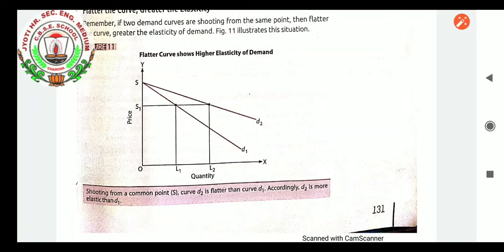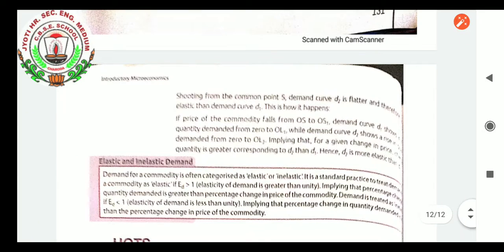You can see there, supply is there. Demand is related to supply because supply will be that much as per this demand. Shooting from the common point, demand curve D2 is flatter and therefore more elastic than demand curve D1. This is how it happens.